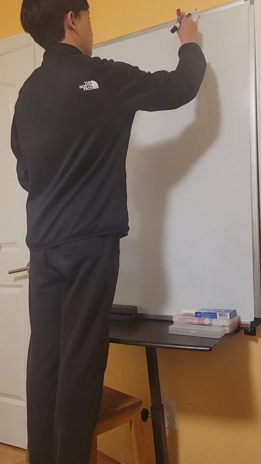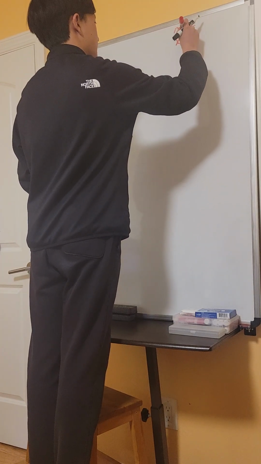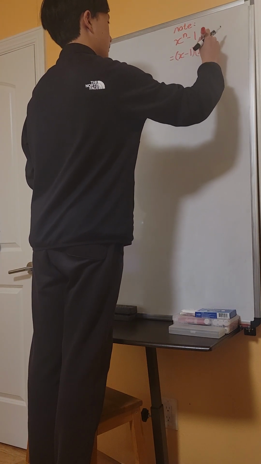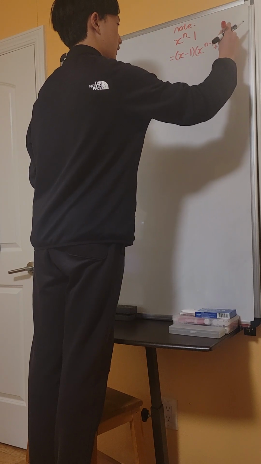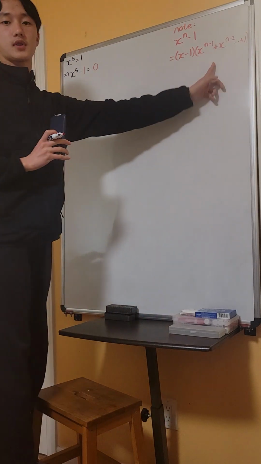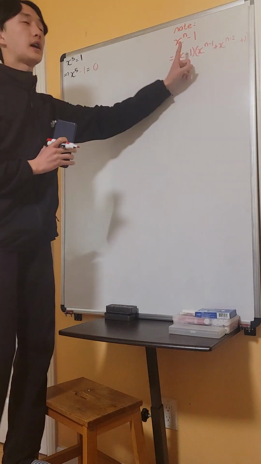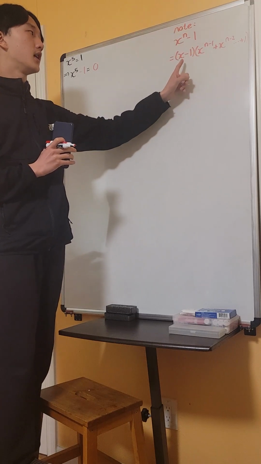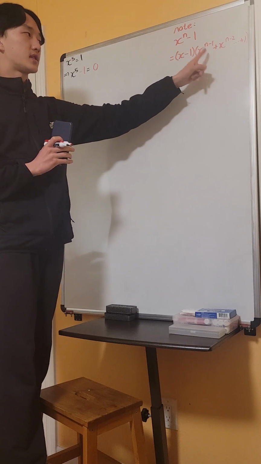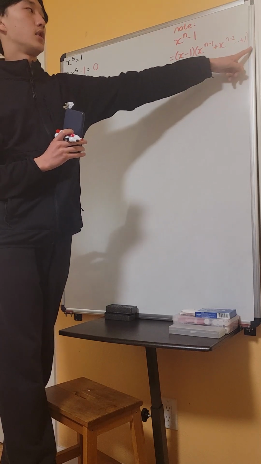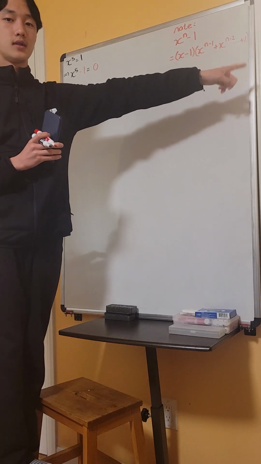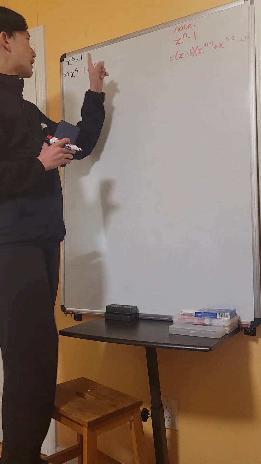However, note that x to the n minus 1 is always equal to x minus 1 times x to the n minus 1 plus x to the n minus 2, dot dot dot, all the way up to plus 1. So you can see that this applies with difference of cubes. If you have x cubed minus 1, you get x minus 1 times x to the second plus x to the first plus 1. And the same idea applies here, right?